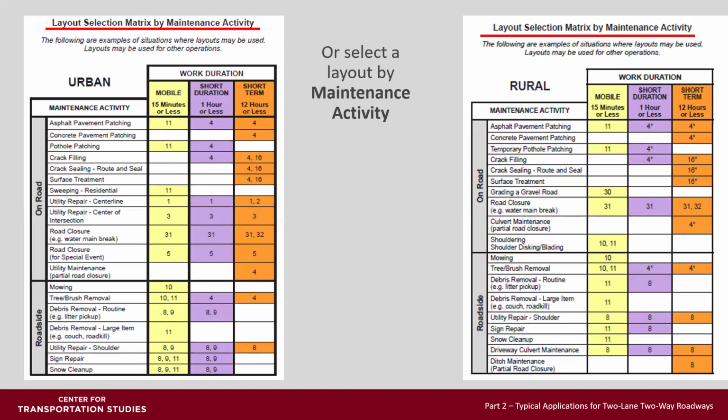Note that there's another selection table in the low volume section on urban streets and rural roadways, less than 400 vehicles per day, based on the maintenance activity. So if that's easier to use to look up the layouts, that's a good use for you.